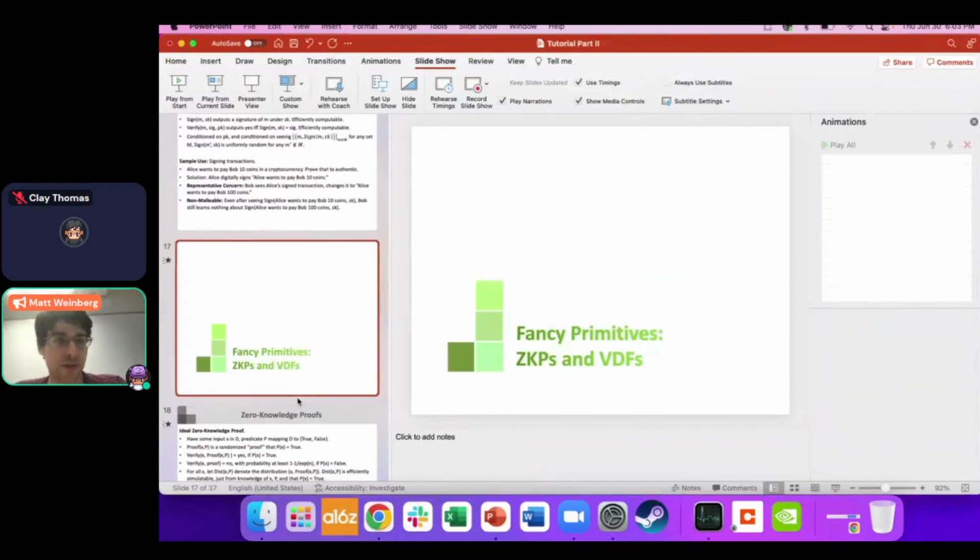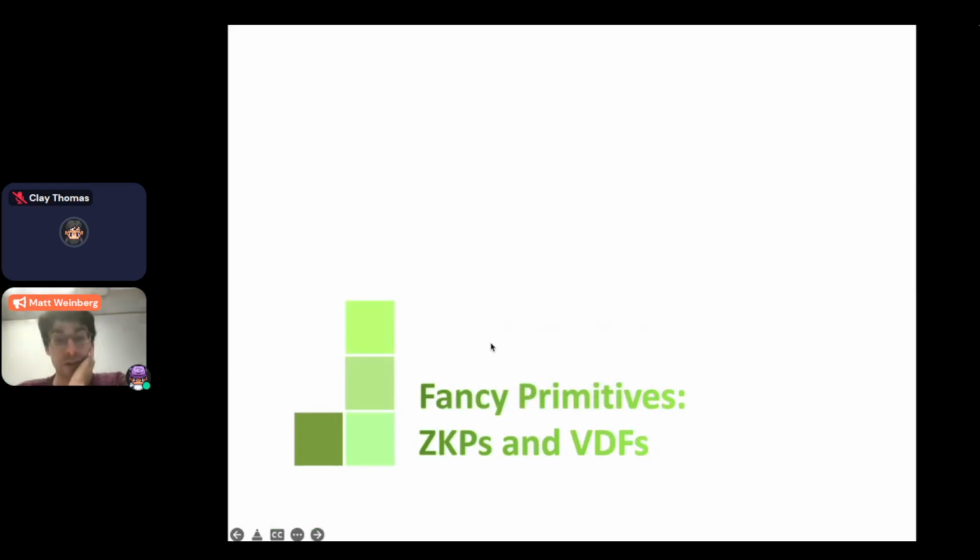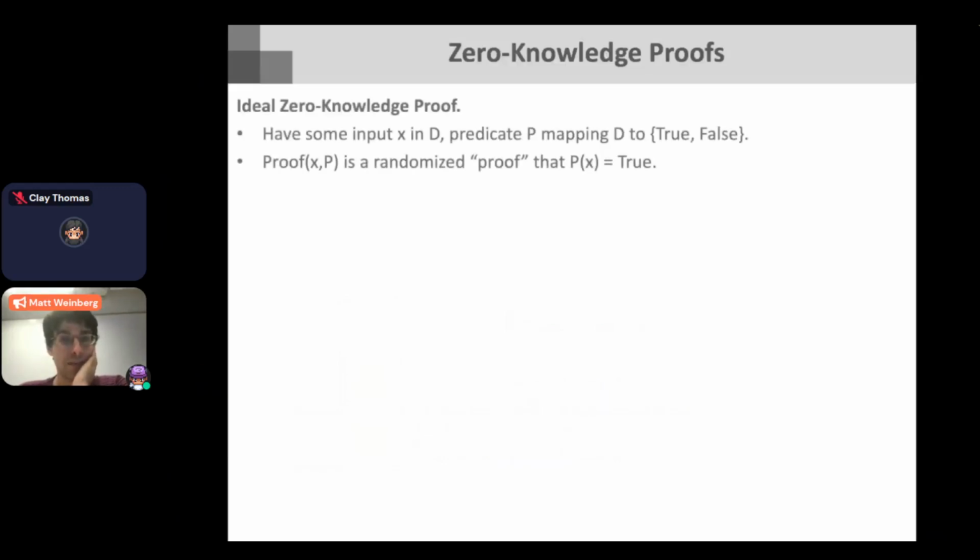I am now going to go through two fancier cryptographic primitives. Fancier in the sense that they're more recent. VDFs are very recent. In ZKP, the concept is, I think, harder to parse. With VDFs, the concept is easy to parse. It's just very recent because they're hard to construct.